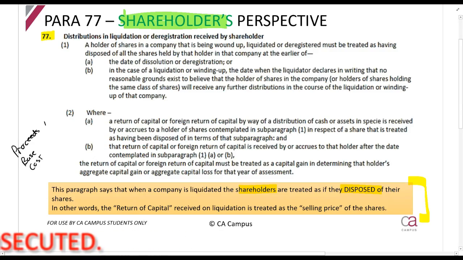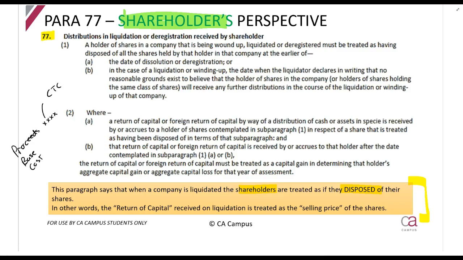Now what I want you to understand is this proceeds figure over here, that will be any amount of contributed tax capital that the shareholder received from the liquidation. The base cost remains the base cost.